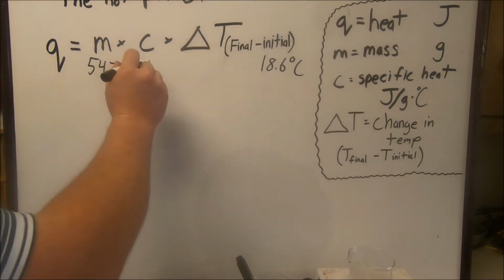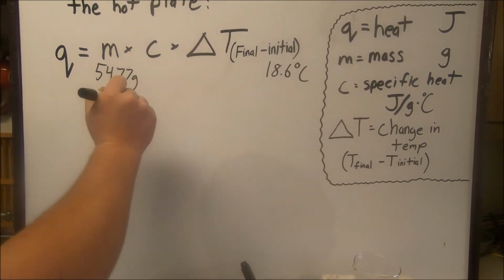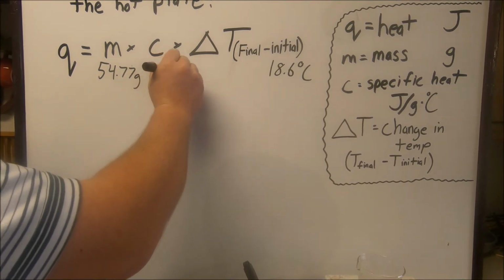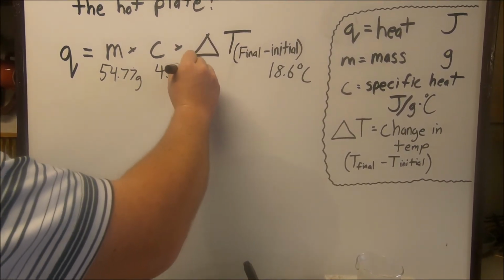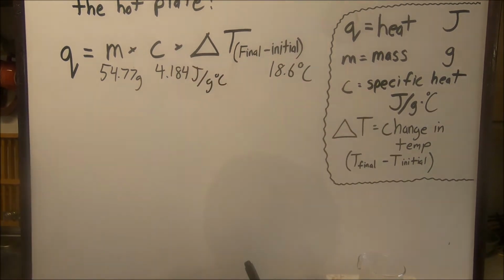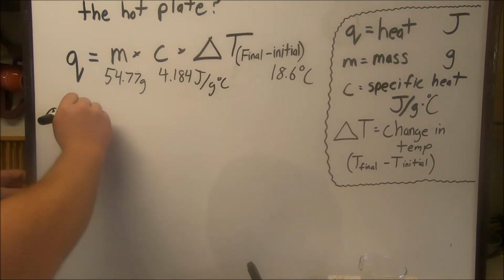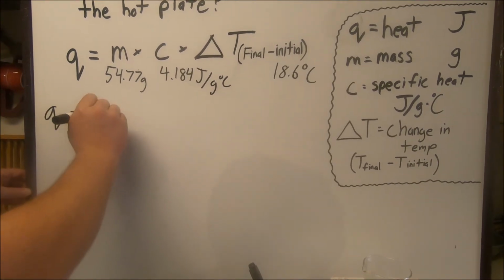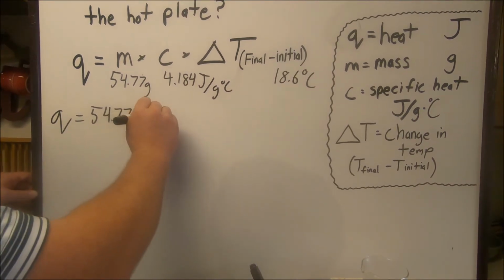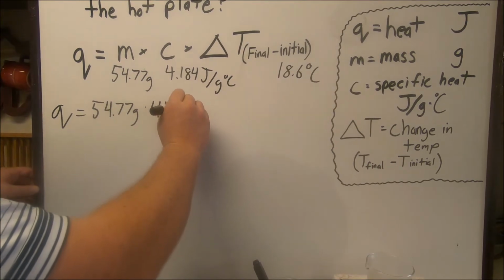Now, the other information we know right away, C, is the specific heat of a substance. Specific heat of water, 4.184 joules per gram degrees Celsius. So just to write that out, our Q is equal to our mass, 54.77 grams, times that specific heat. That's that known quantity that's given to us.